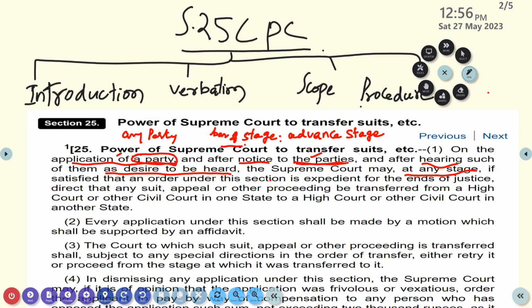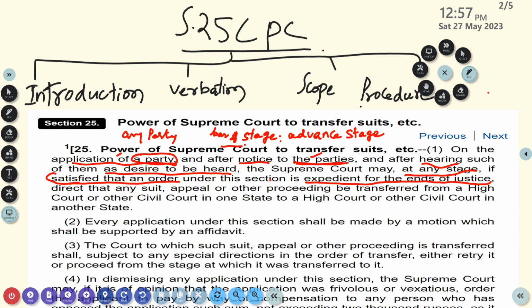So what is the condition? Satisfaction. So satisfaction of the court is the condition. Satisfaction of what? That an order under this section is expedient for the ends of justice. The only clause which is required to be satisfied by the Supreme Court is that it is expedient for the ends of justice.